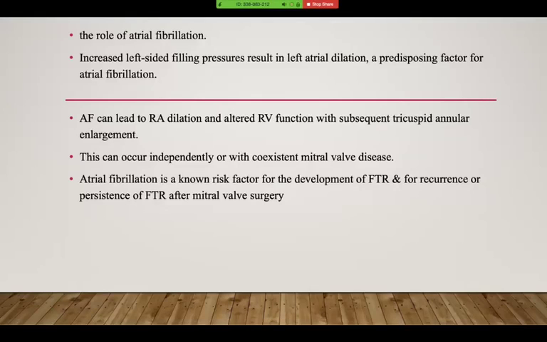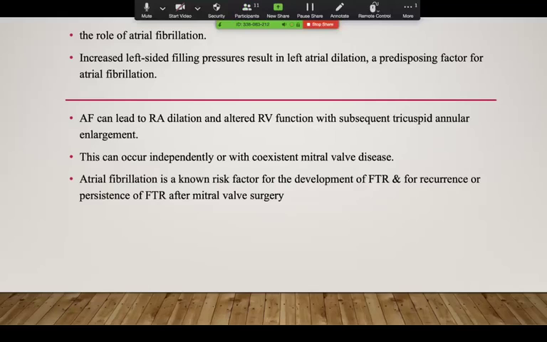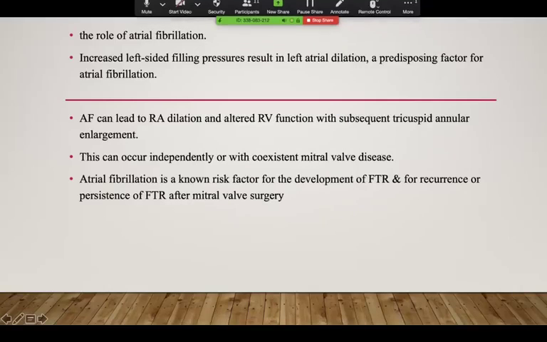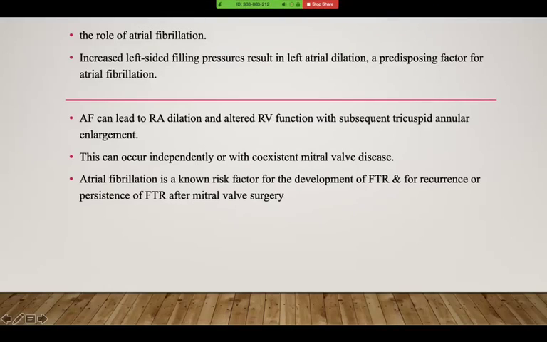Then there is the role of atrial fibrillation. Increased left-sided filling pressures result in left atrial dilatation, a predisposing factor for atrial fibrillation. AF can lead to RA dilation and altered RV function with subsequent tricuspid annular enlargement. This can occur independently or with coexistent mitral valve disease. Atrial fibrillation is a known risk factor for development of functional TR and for recurrence or persistence of functional TR after mitral valve surgery.